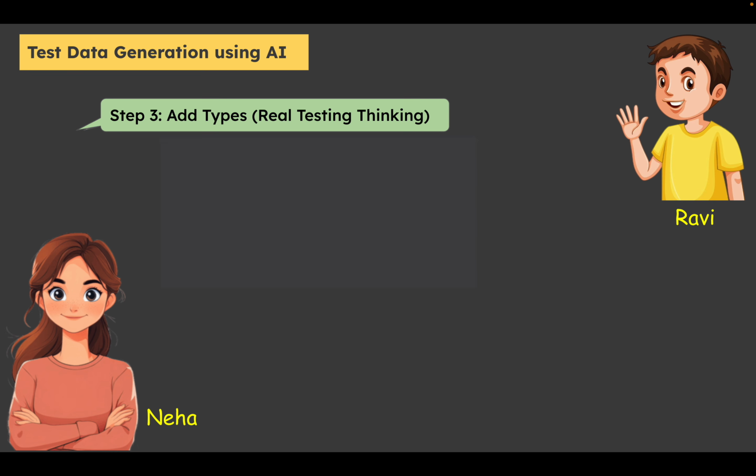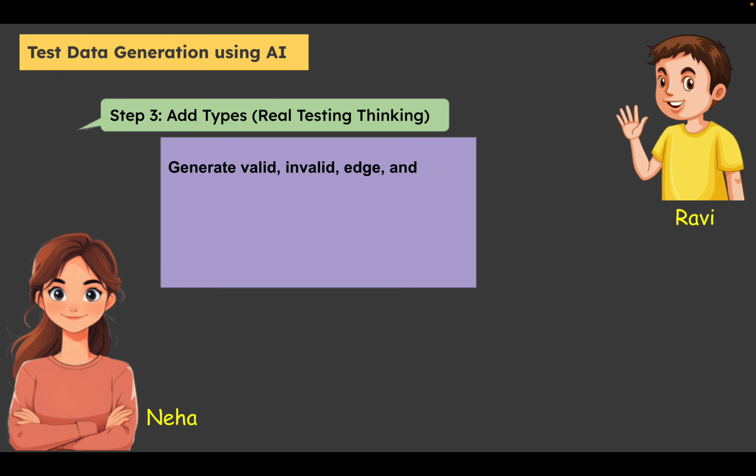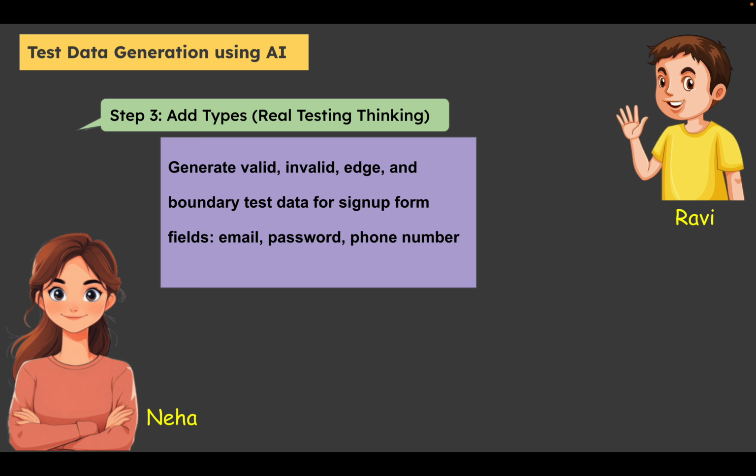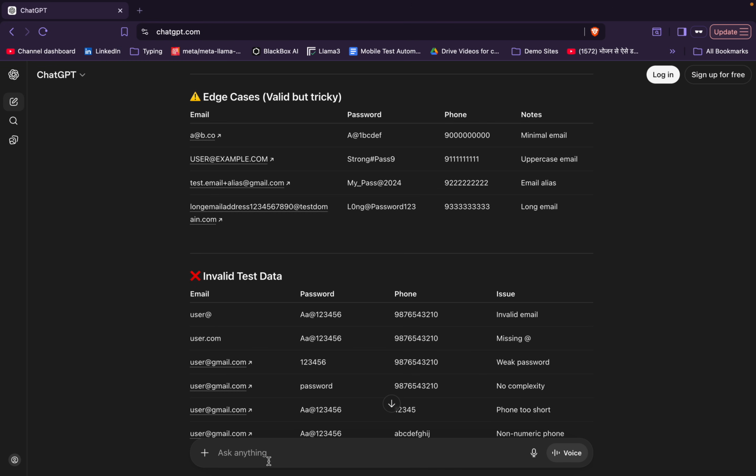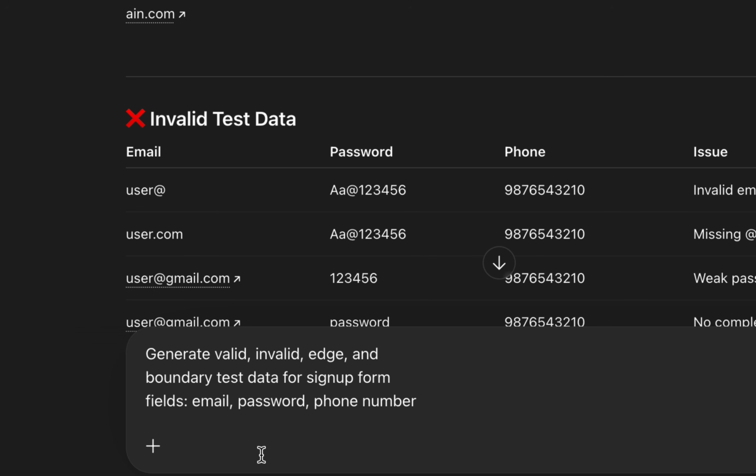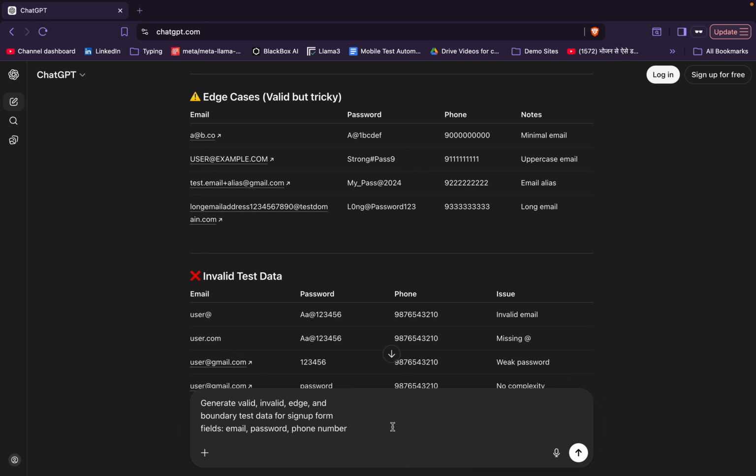Let us now add the types. So what types do we need? We want valid, invalid, edge and boundary test cases for sign up form with these following fields: email, password and phone number. Let's try this. I will just copy and paste it here and I will hit enter.